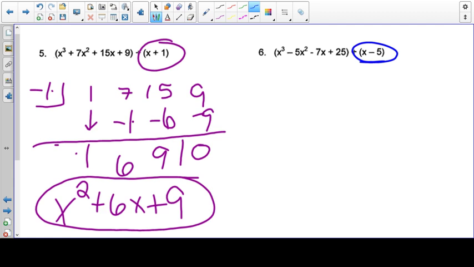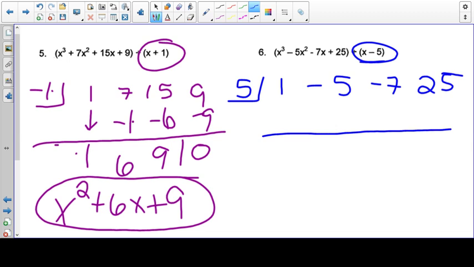Going to divide by 5. So I have 1, negative 5, negative 7, and 25. Bring down that first term. I have 1 times 5, which is 5. Negative 5 plus 5 gives me 0. 0 times 5 is 0. So I have negative 7 minus 0, which gives me negative 7.